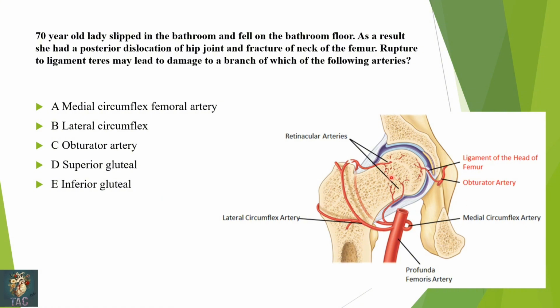So look at this diagram. Here you can see this is the area where the ligament of the head of the femur, or ligamentum teres, is attached, and in close relation to the ligamentum teres, the obturator artery is passing. So whenever the ligamentum teres or ligament of the head of the femur is injured, there will be damage to the obturator artery. So the obturator artery is the correct option.